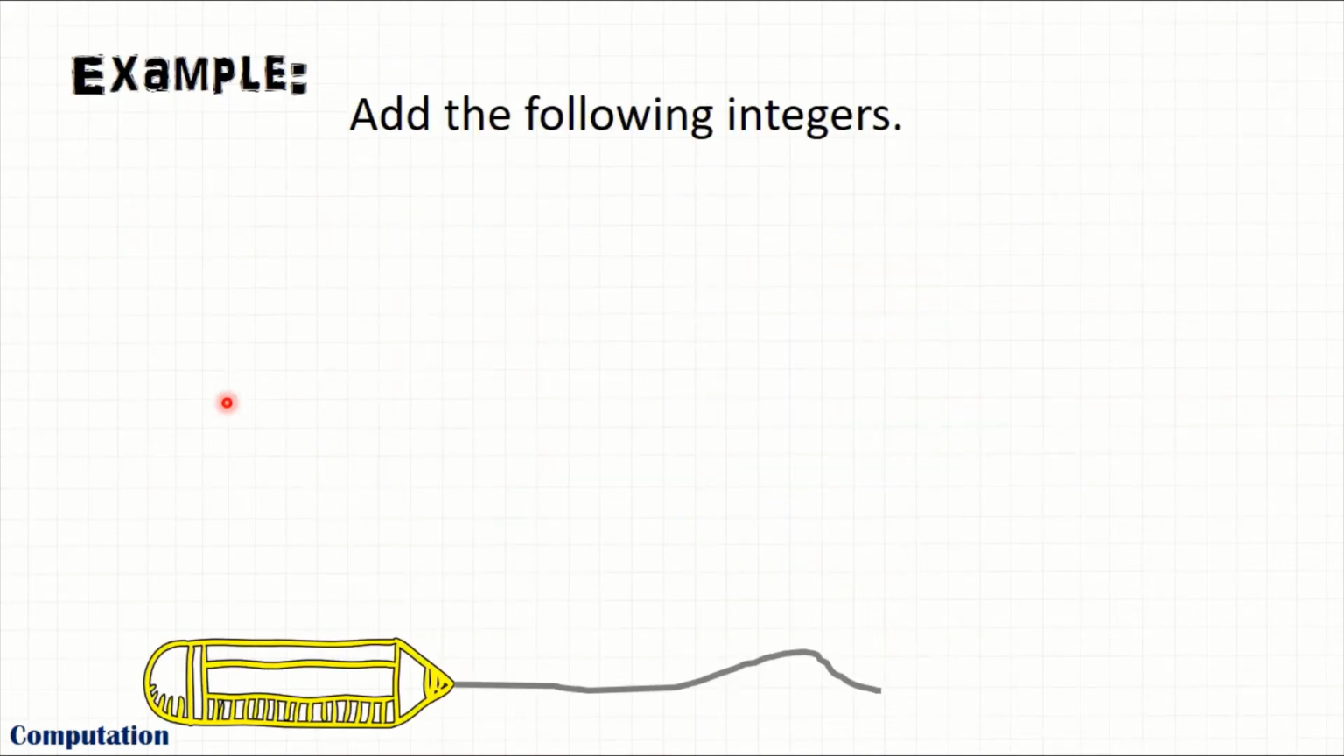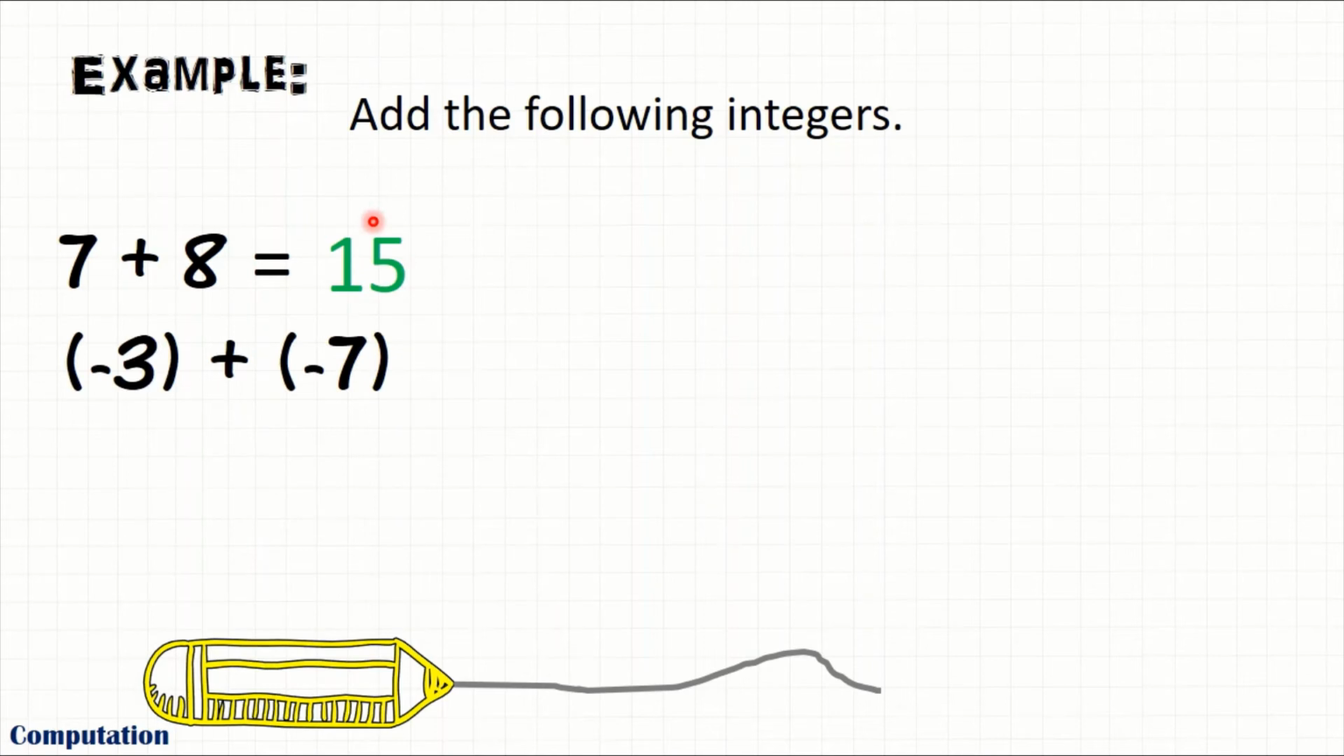For us to understand more about this, let us have our examples. If we have 7 plus 8, obviously the answer is positive 15. It is because we have same signs and the sum is also positive. How about if we have negative 3 plus negative 7? Here we have the same signs of negative, so add the numbers. 3 plus 7 equals 10 and their sign is negative, so it is negative 10.